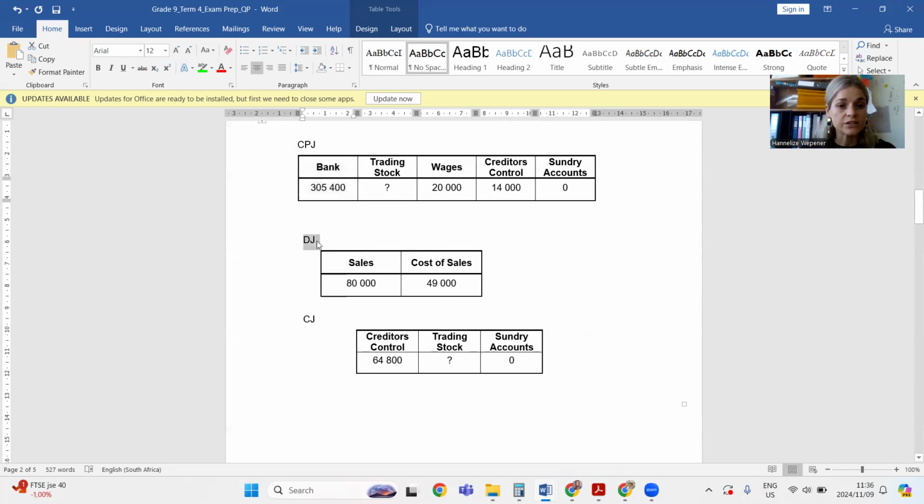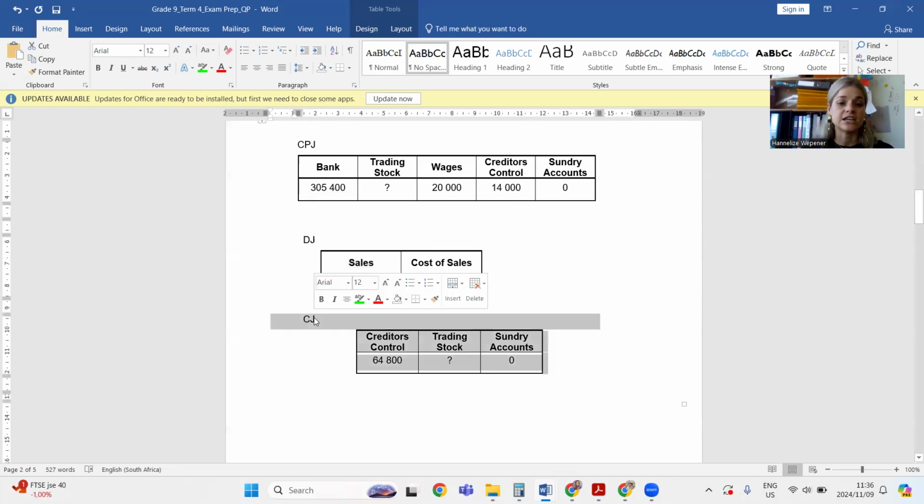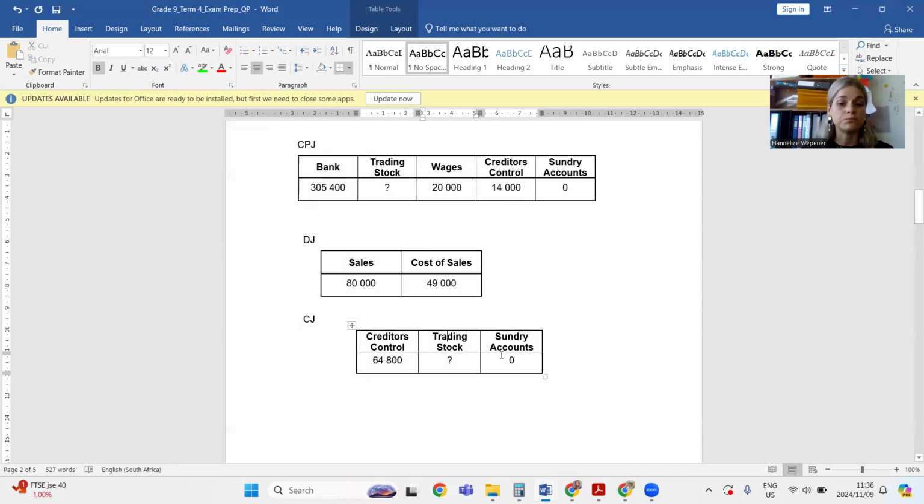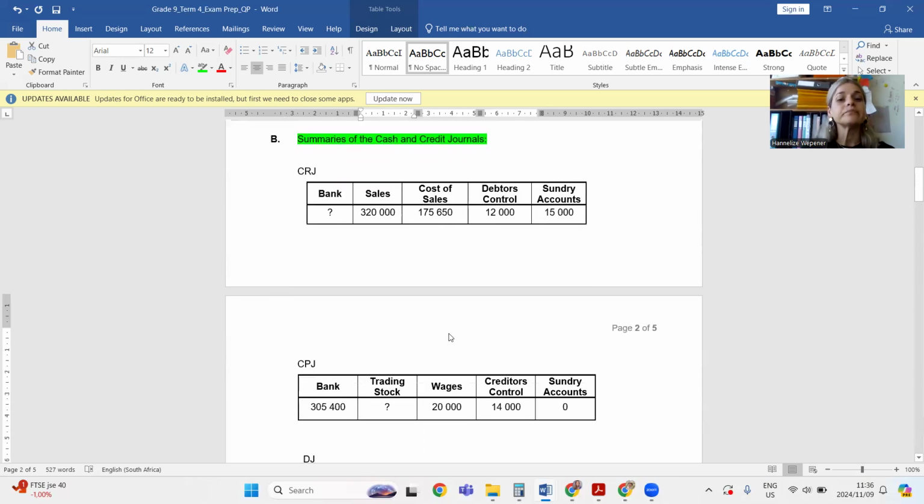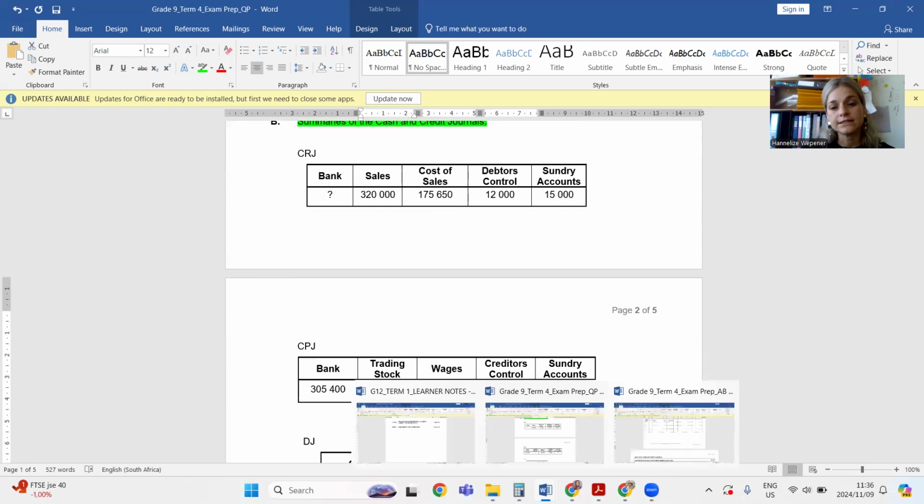In the DJ, your debtors journal, it is all the sales that you haven't yet received the money for. So in other words, credit sales made to debtors. And then in the CJ, it's all of the items that you purchased without paying. So creditors control is the total that you purchased. And then here you will see what it is that you purchased specifically.